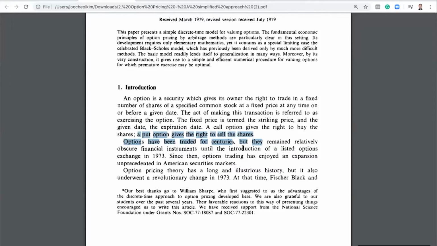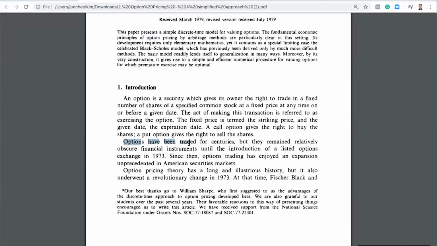The call option is a right to buy the underlying asset, and the put option is the right to sell the underlying asset. In this paper, the authors treat shares as the only underlying asset, but you can apply the same thing to other underlying assets like the interest rate or the exchange rate. But options were traditionally traded on shares, so they focused on shares. You can apply the same technique to all different kinds of options.